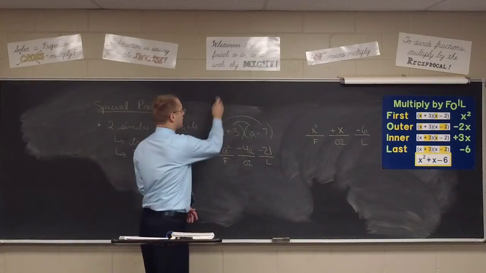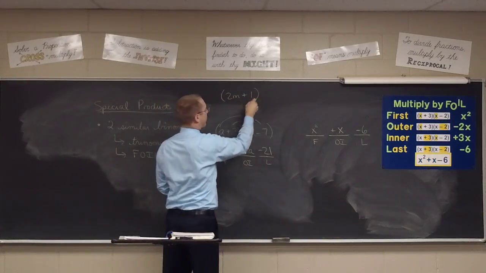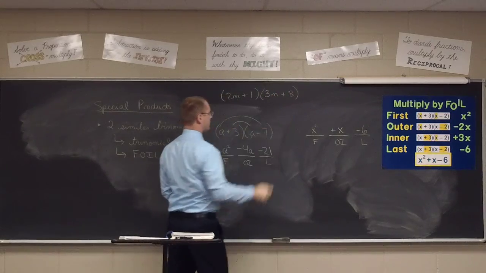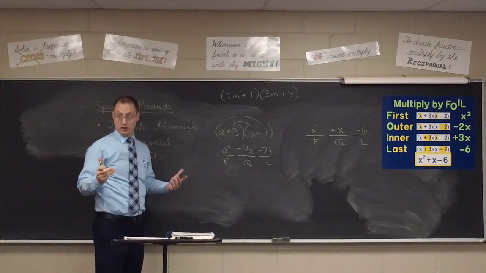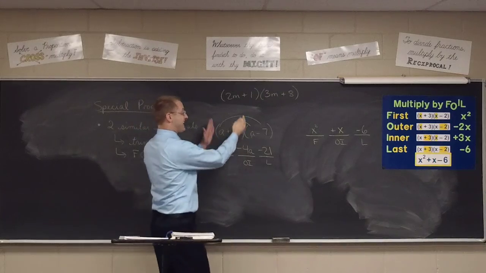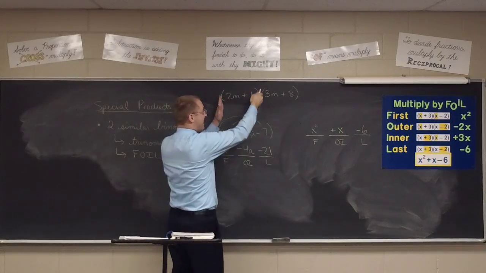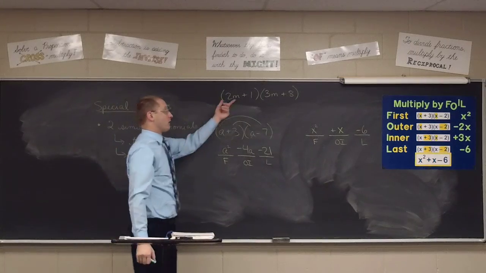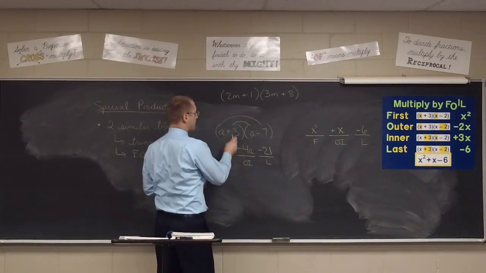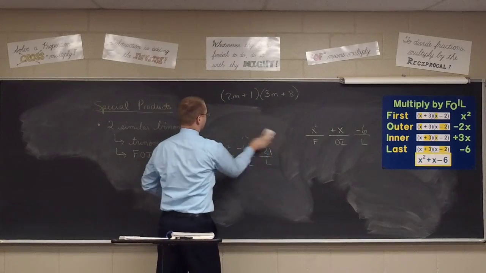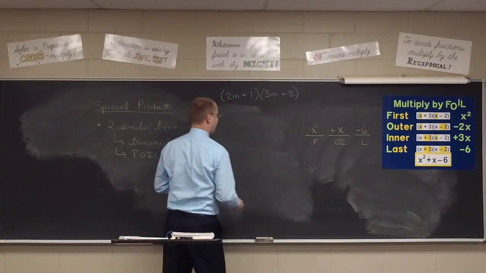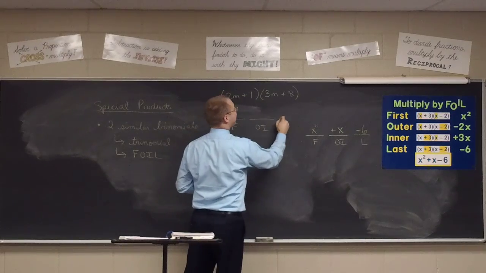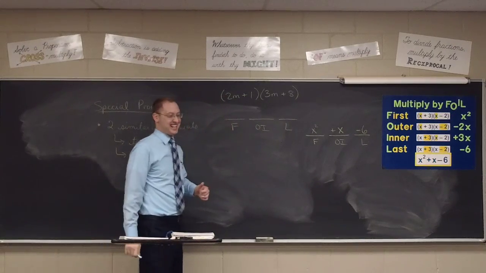All of it's done in our head. Write this one down. 2m positive 1 times 3m positive 8. Notice these are similar binomials. Just like these had a's and nothings, these have m's and nothings as far as their letters. They're similar binomials because they have like terms as their first and second terms. Down below it, set up 3 blanks. Label them F, O, I, and L, which stands for, class, first, outer, inner, last. Say it again.